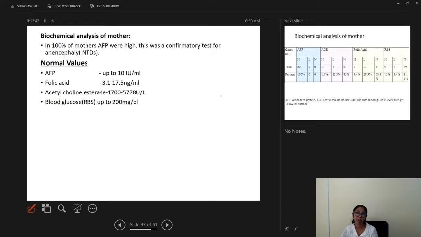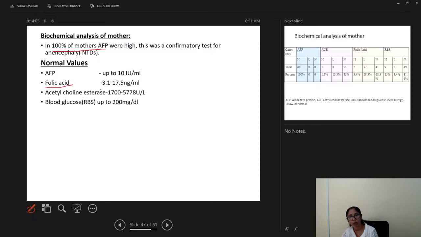Biochemical analysis of the mother. Around 100% of mothers had high alpha fetoprotein levels. Why? Because in any neural tube defect, the alpha fetoprotein level will be increased. There will be a surge of this protein. This is a confirmatory test to find out anencephaly as well as neural tube defects.